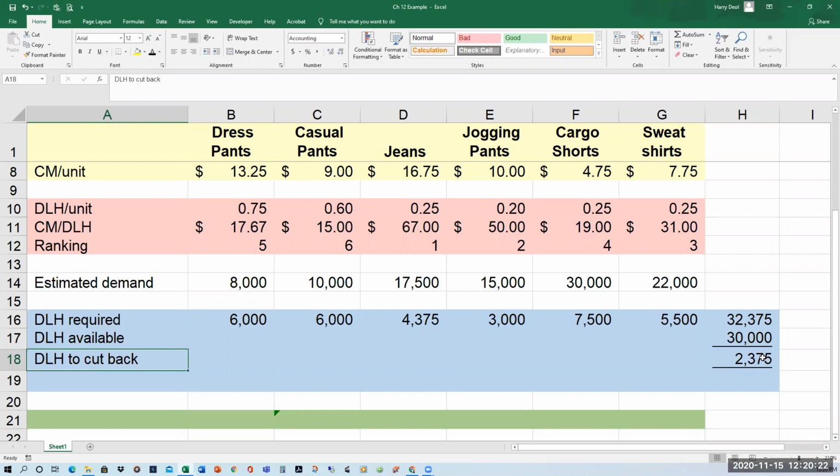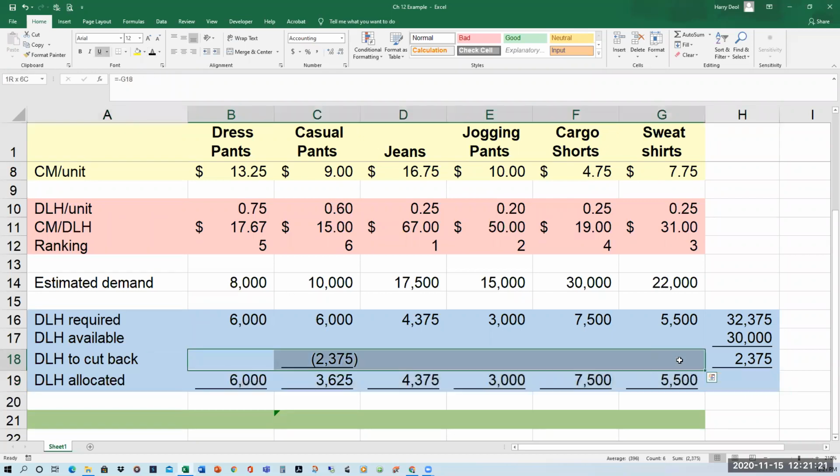So that's the number of labor hours that we'll have to cut back. Now, where will we apply the cuts? Because our objective is to maximize operating income, we will apply the cut of this 2,375 hours to that product which has the lowest profitability. So the lowest profitability is, in this case, the casual pants. That's the least profitable. So we will reduce the labor time allocated. If we were to make all of the 10,000 pairs of casual pants, we would have needed 6,000 hours of labor time. However, since we don't have that much labor time, we will cut back 2,375 hours from the casual pants. For the other products, we will allocate as many labor hours as are needed.